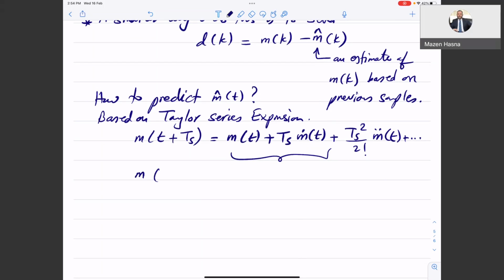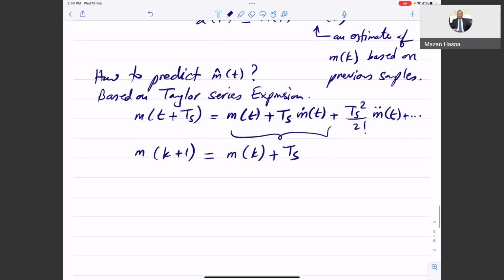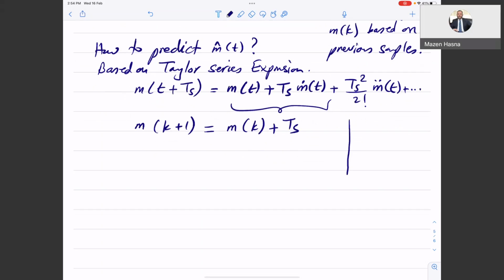So let's say t plus Ts is k plus 1. This will be mk plus Ts times m dot. What's m dot of t? Let's see. If this is my signal, roughly, this is t, and this is t minus Ts. So m dot of t, the derivative, is basically what? It is the slope, right?